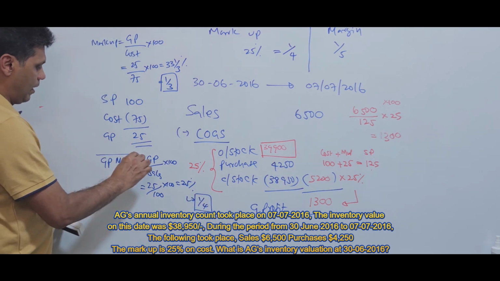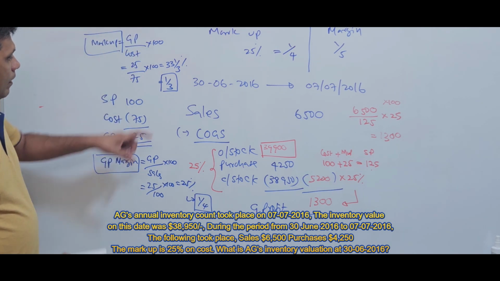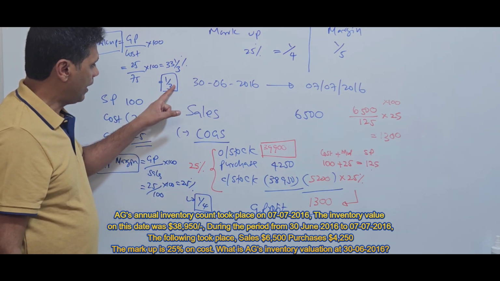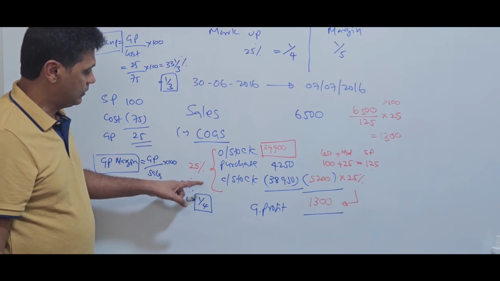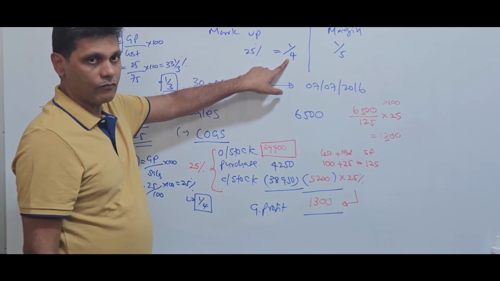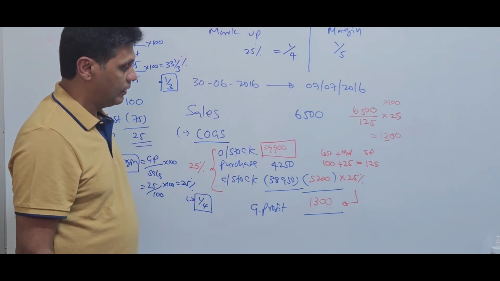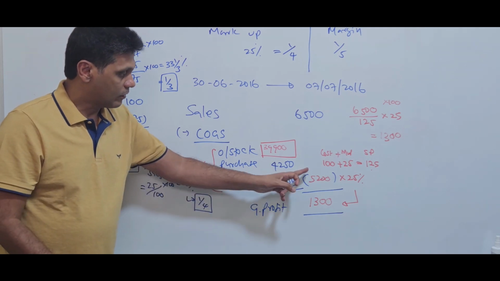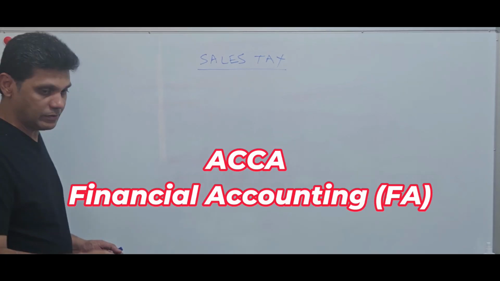So here 1/4 is the margin and 1/3 is the markup. From markup to margin, what you need to do is just simply add 1 to the denominator. In this case, since you are given 25% as markup, the fraction is 1/4, simply add 1, so it will be 1/5. So this is another way that you can identify either the cost of goods sold or the gross profit.